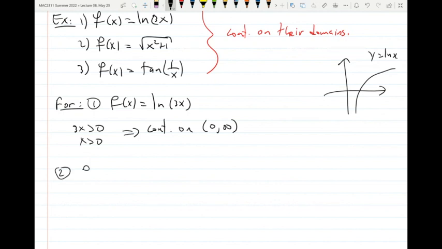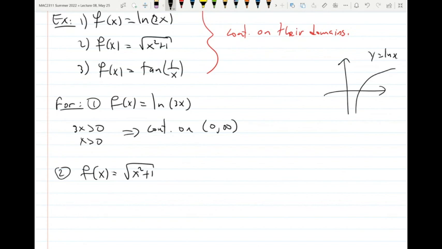Okay, let's do number 2. Number 2 is square root of x squared plus 1. What's the domain of this? Very good. Why? So you cannot have negative numbers inside the square root, right? But now the question is, x squared plus 1, is this ever negative? No, this is always positive, right?